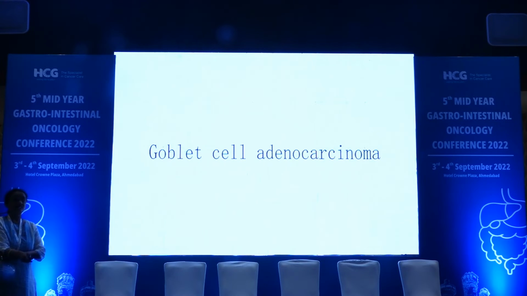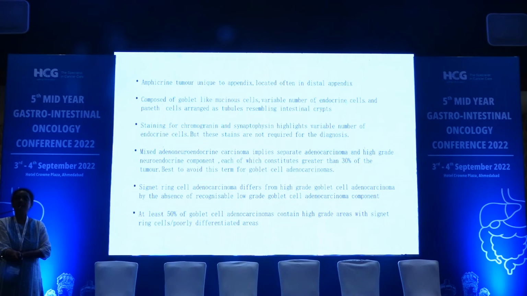Goblet cell adenocarcinoma, I am going to spend some time on that because this is an entity unique to the appendix. It is an amphicrine tumor. Amphicrine tumor means in the same tumor you would get a mixture of endocrine and non-endocrine cells. So if you have a tumor in which you have a mixture of mucinous cells, endocrine cells and Paneth cells, it is called a goblet cell adenocarcinoma. One cannot say please do immunohistochemistry for a definitive diagnosis of goblet cell adenocarcinoma because it's a morphological diagnosis.